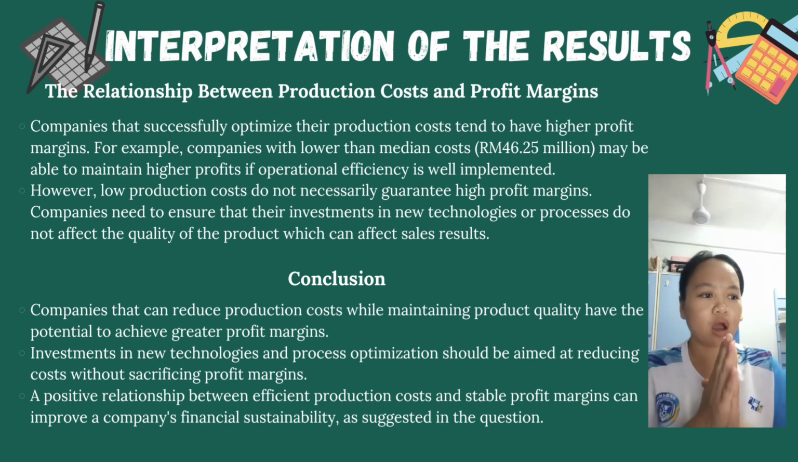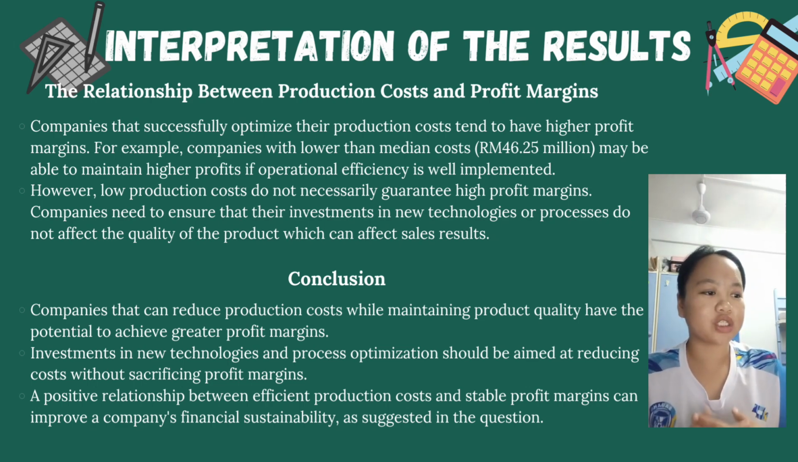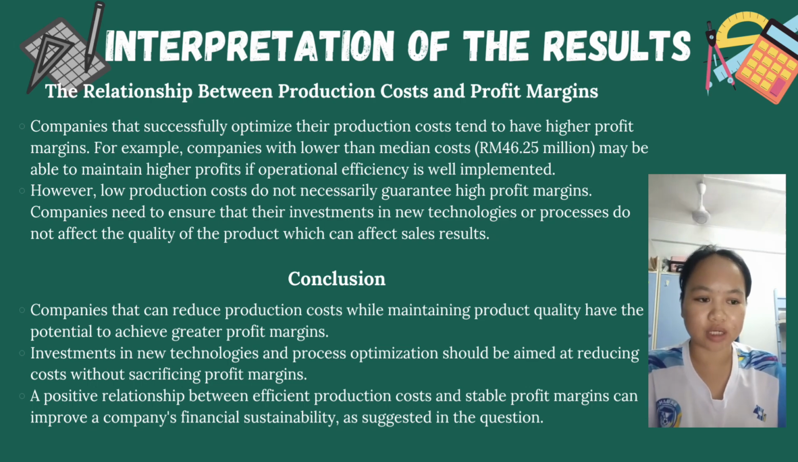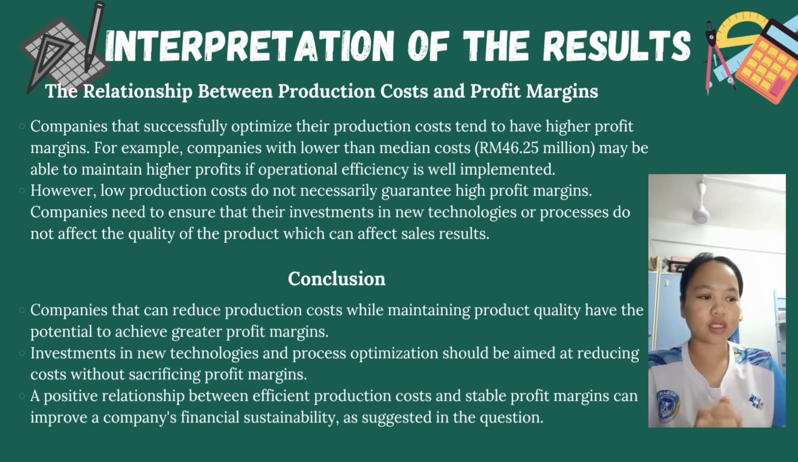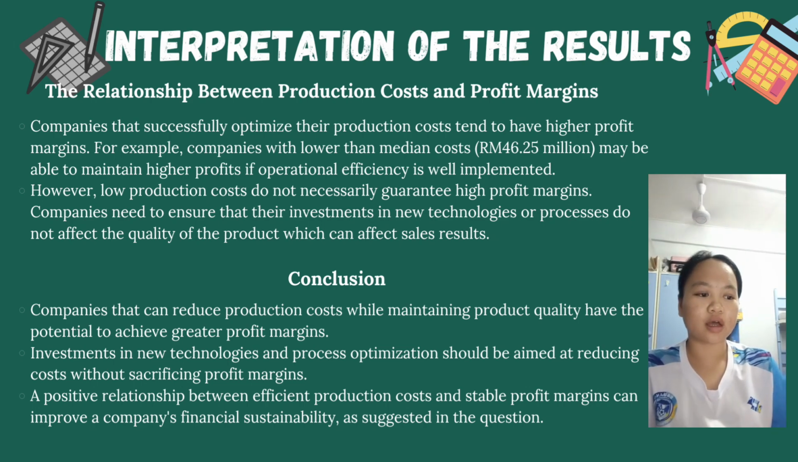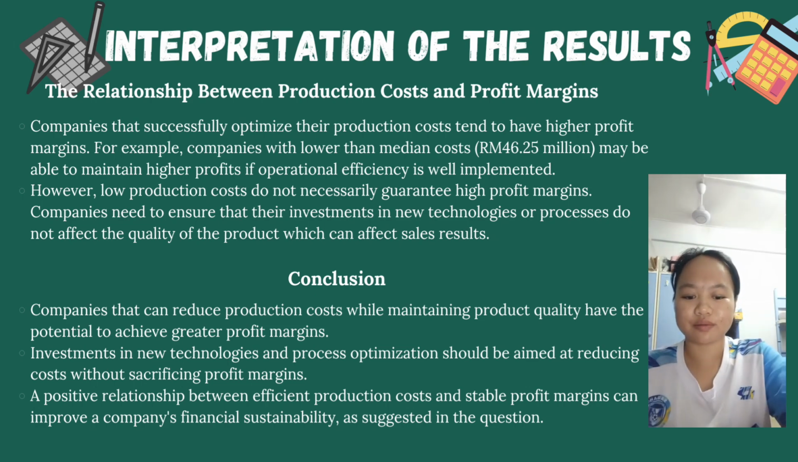For example, a company with lower than median cost, 46.25 million ringgit, may be able to maintain higher profit if operational efficiency is well implemented. However, low production costs do not necessarily guarantee high profit margin. Companies need to ensure that their investment in new technology or process does not affect the quality of the product, which can affect sales result.